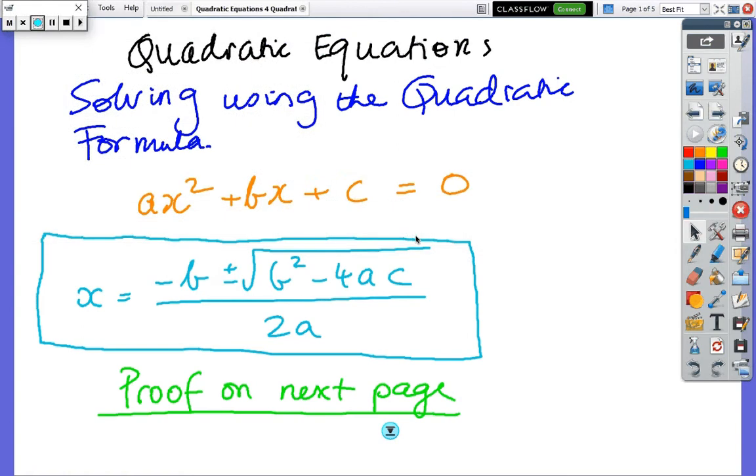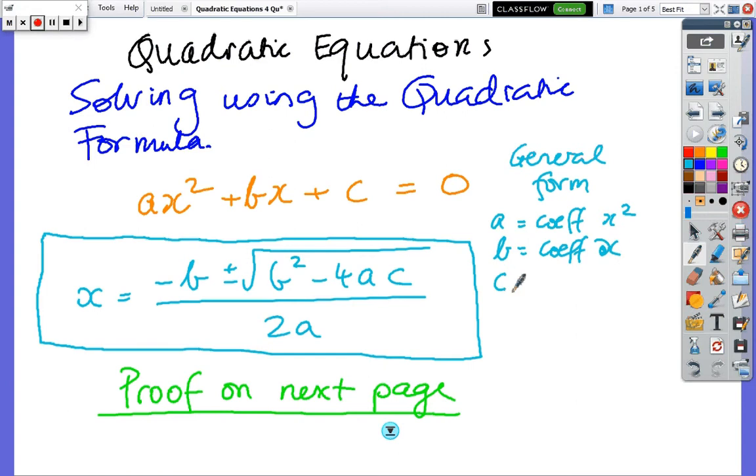Okay, we're looking at the next video on the quadratic equations, and this one is using the quadratic formula. So this is called the general form. A is the coefficient of x squared, b equals the coefficient of x, and c is the constant. So you have to make sure you have it in that order in case they change the order and put the x squared last or something like that. And this is the formula you have to learn off by heart.